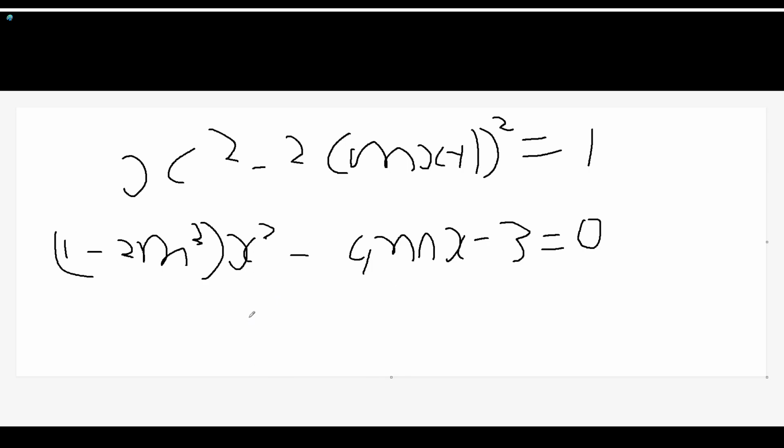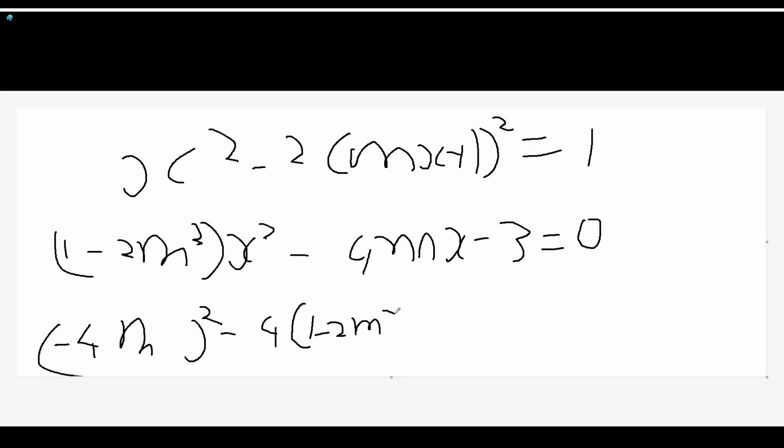Now, what do we use it for? Well, we use it with the discriminant. So to put this into b squared minus 4ac form is a bit of a task. It's going to be b squared, which is minus 4m squared, minus 4a, where in this case a is 1 minus 2m squared, times c, which is negative 3. Right? And because this discriminant is equal to 0, remember at a tangent, the b squared minus 4ac is equal to 0, we can set it like this.